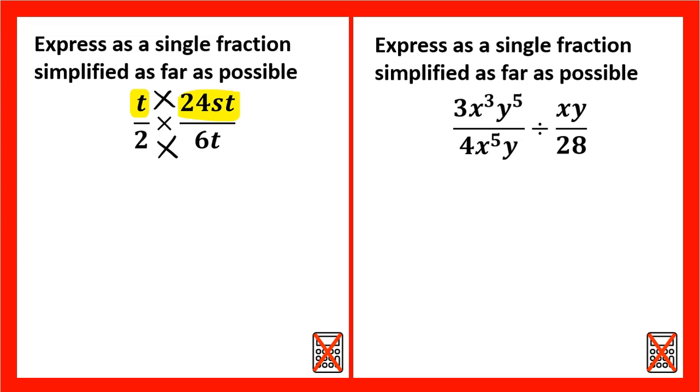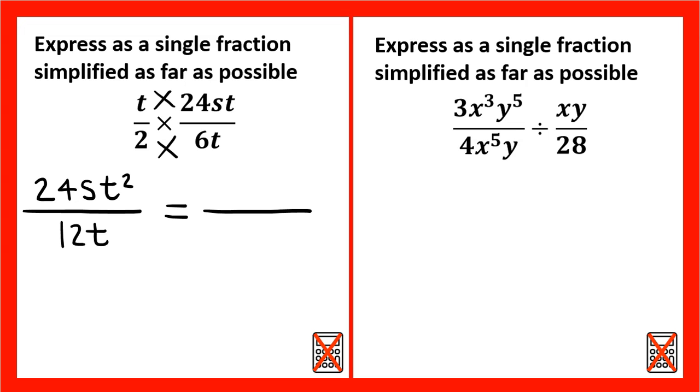So start off by multiplying the numerators together, which will give me 24st squared. Next, multiply the denominators. 2 lots of 6t is 12t. Now we can simplify by looking for common factors between 24 and 12. Both are divisible by 12. 24 divided by 12 is 2, and 12 divided by 12 is 1.